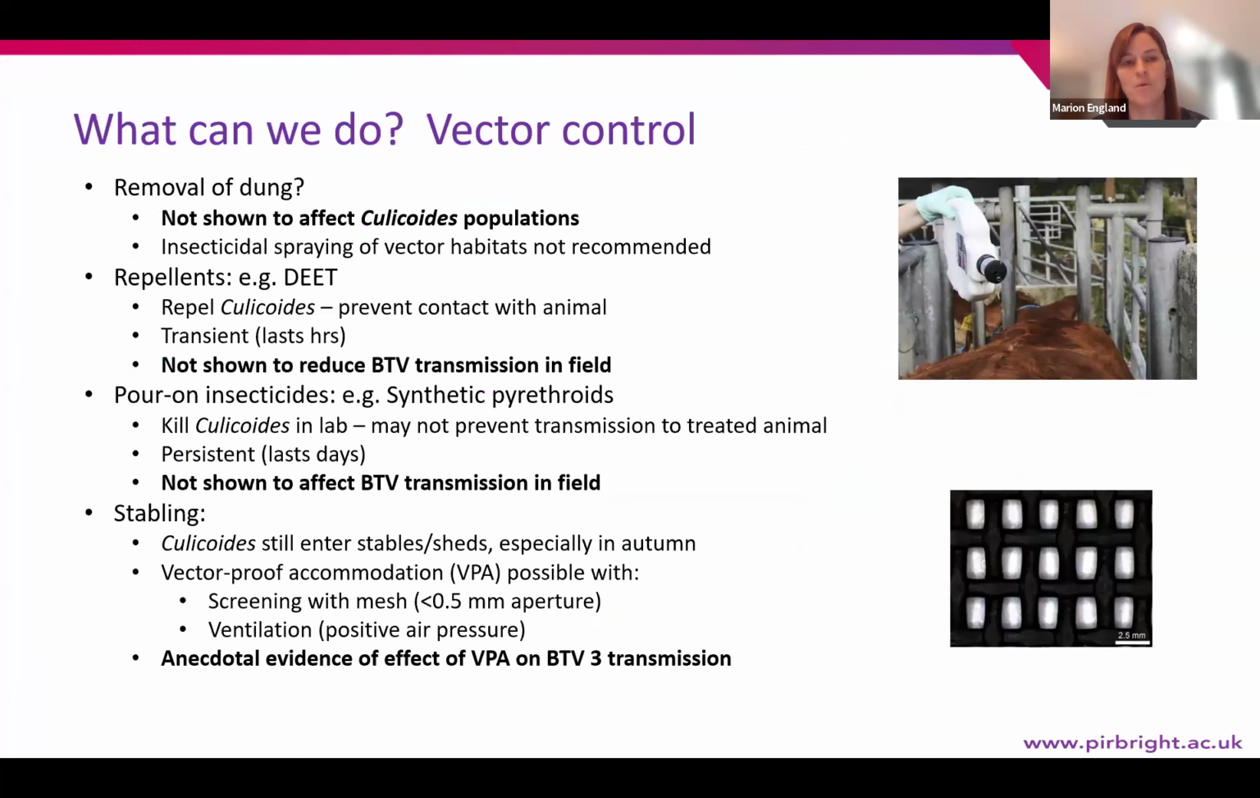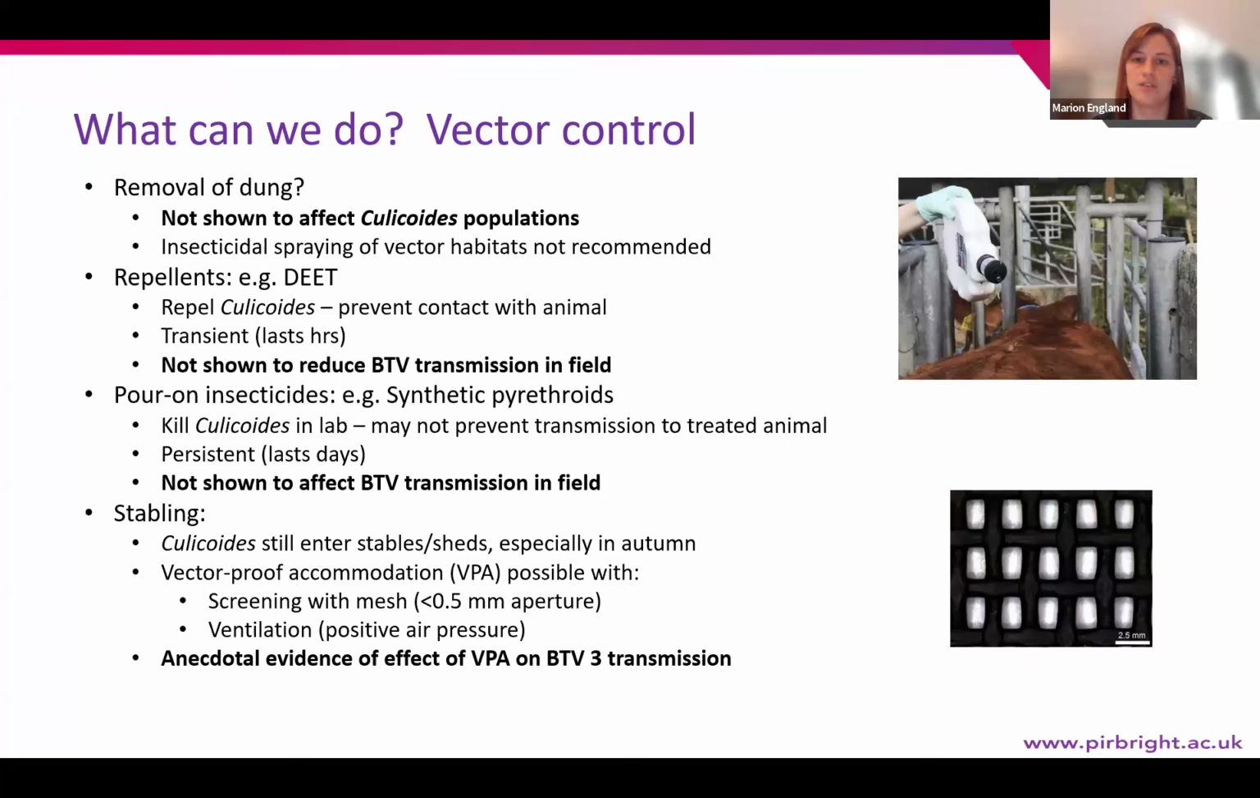So thinking about what we can do about this, can we remove Culicoides breeding habitats? Nice idea, but it doesn't work. We've tried it and it doesn't have any impact on Culicoides populations on the farm. Things like repellents and insecticides, pouring those on animals, are very short-lived. They also don't stop transmission because they don't work quickly enough.